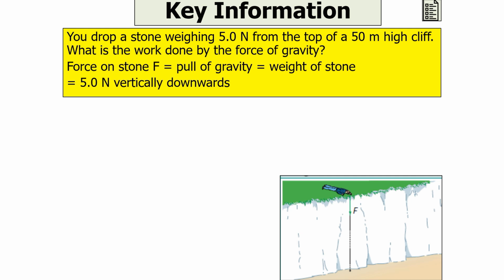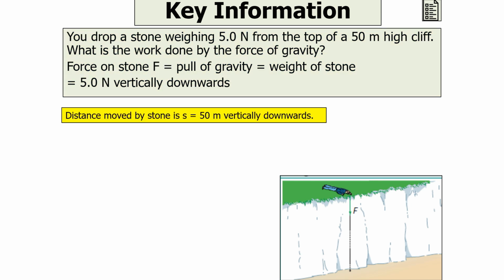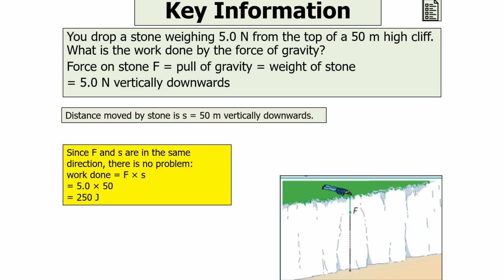Next, you drop a stone weighing 5 newtons from the top of a 50-meter high cliff. What is the work done by the force of gravity? So the force on the stone is equal to the pull of gravity, which is the weight of the stone, which is 5 newtons vertically downwards. The distance moved by the stone is 50 meters vertically downwards. So since F and s are in the same direction, there's no problem. So work done is force times displacement. It's 5 times 50, which is 250 joules.